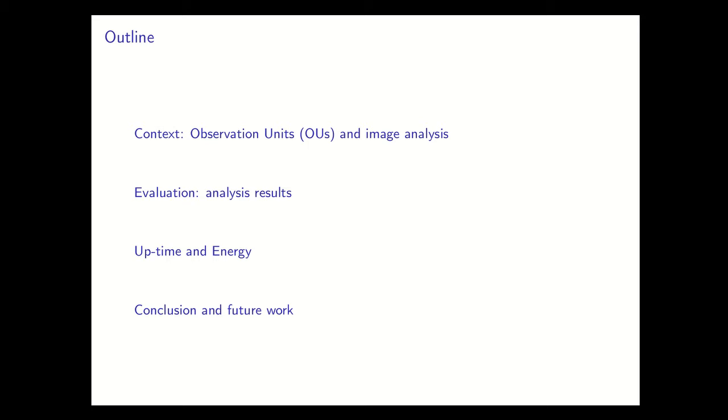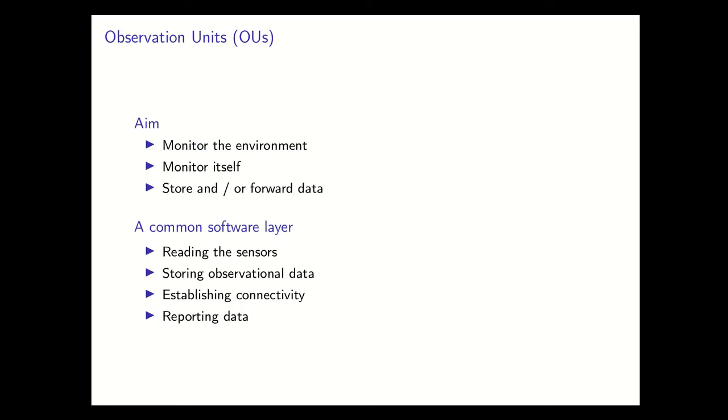So first of all, an observation unit. It is a device that we build to monitor the environment, but also to monitor itself, to know what is happening with the sensors, for example, or what is happening with the network, and to log what's interesting for the node to log. Ideally, we would like to have a common software layer, for example, to read the sensors, to store the data, to establish connectivity, and finally also to report the data.